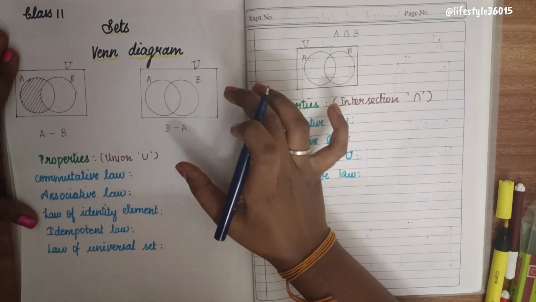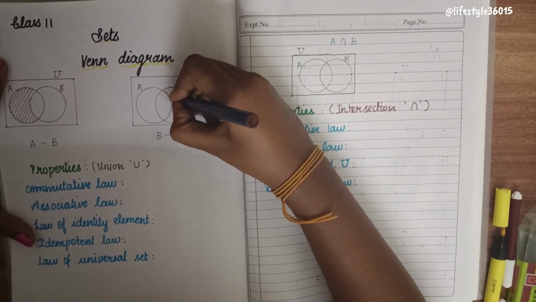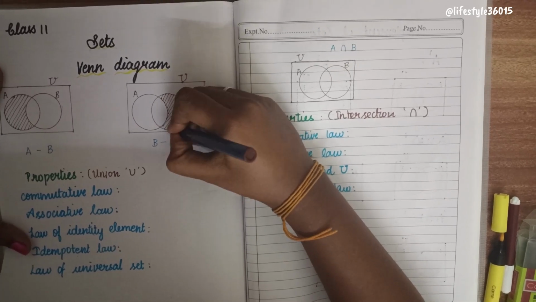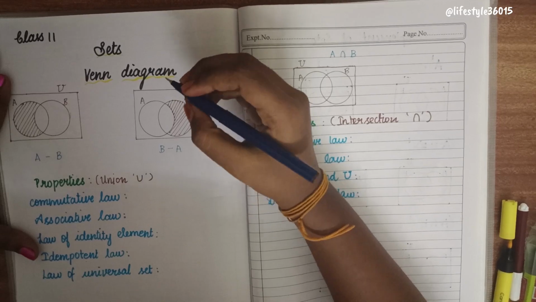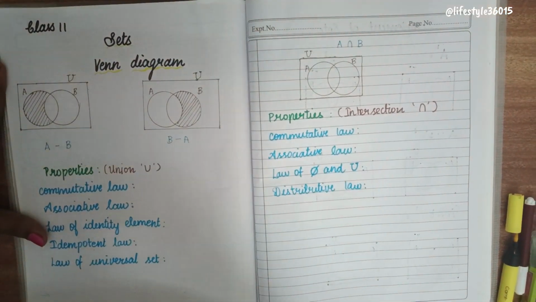Here they have asked us to do B minus A. Now what will we do? We will shade the B set only. Since this region is common for both the sets, you are not supposed to shade that region because that belongs to A also. I hope you understood this concept.